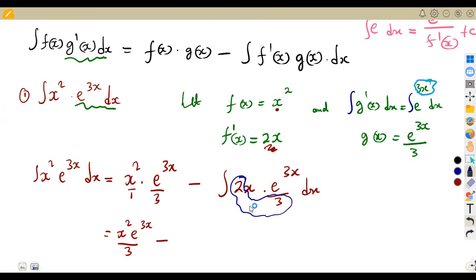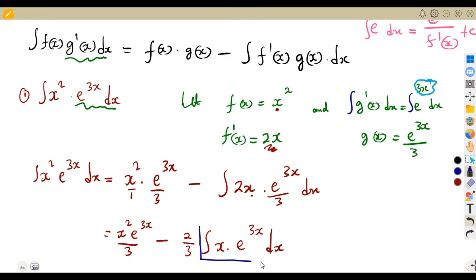2 is in the numerator, 3 is in the denominator, so I can take the constant out of the integral, so it's 2 over 3. What do I remain with if I take these 2 over 3 out of the integral? I'm going to remain with x times e to the exponent of 3x with respect to x. This is what was going to happen.